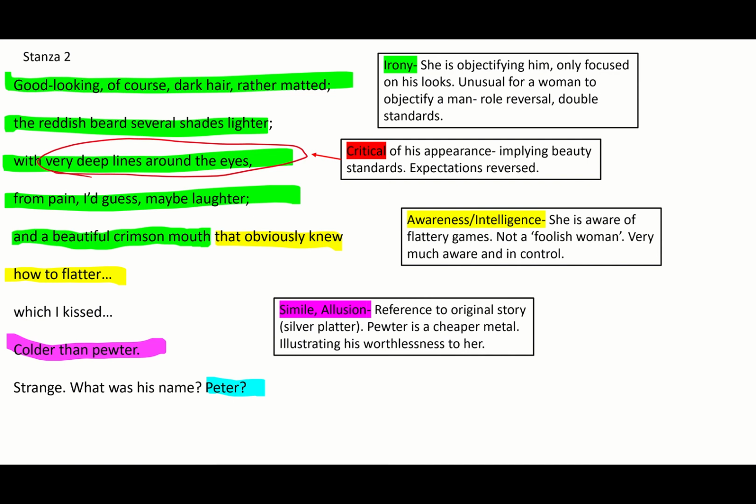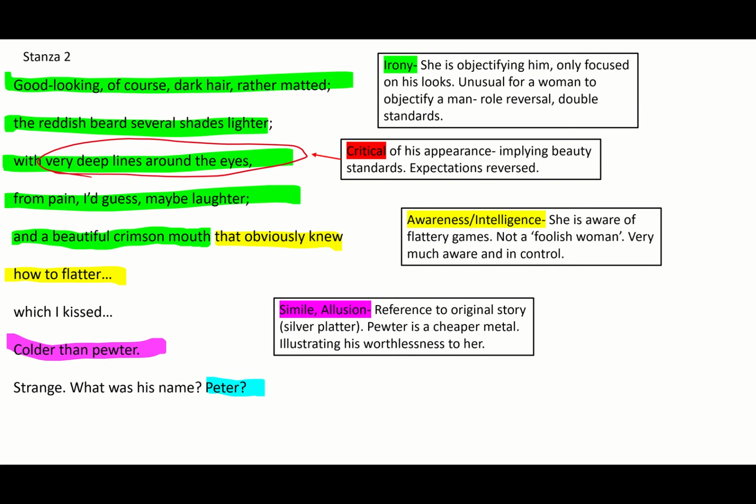So the allusion is the reference to the original story, where John the Baptist's head was presented on a platter. It was a silver platter. And pewter is a much cheaper metal than silver. It's the same color, but it's what they make trophies and things out of. So it's worth a lot less. So she's kind of illustrating his worthlessness to her.